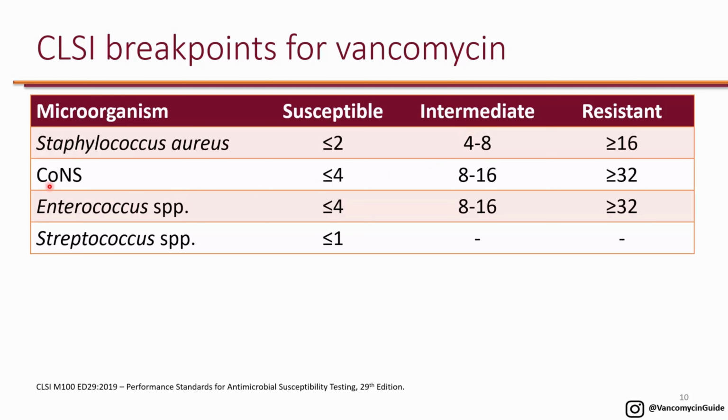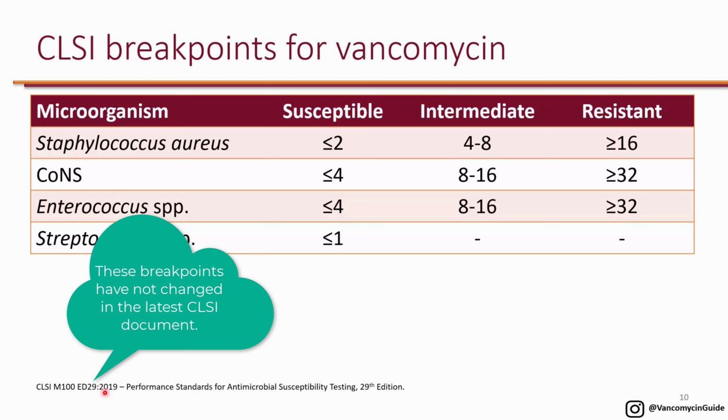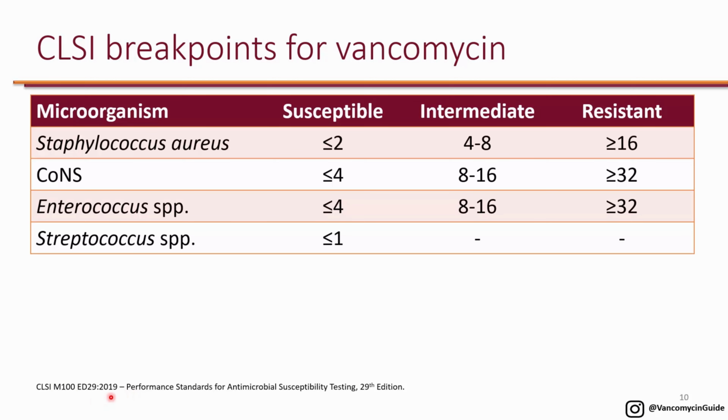For coagulase negative Staphylococcus, the breakpoints are actually higher, so an MIC of 4 or less is considered susceptible. The same is true for Enterococcus species, so MIC of 4 or less is considered susceptible. For Streptococcus, the breakpoint is actually 1 or less. And these are the latest 2019 CLSI breakpoints, and these numbers get updated annually. And these numbers haven't changed in years, so it's unlikely that they will change next year.